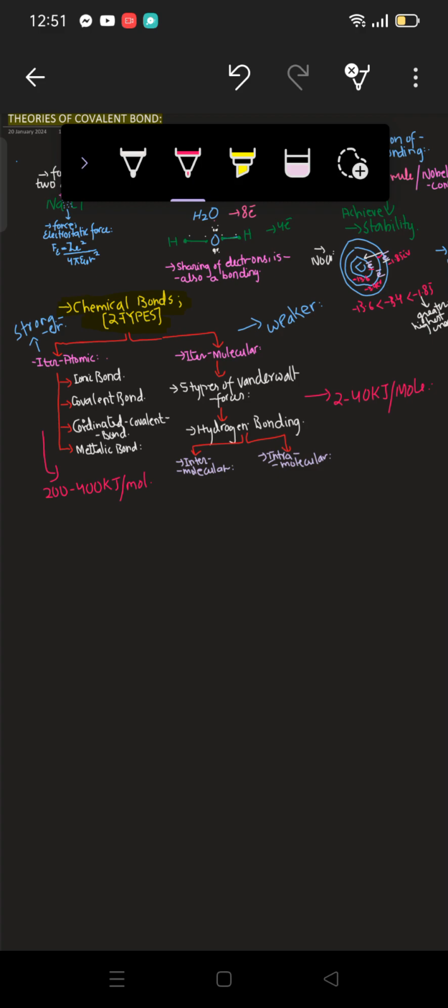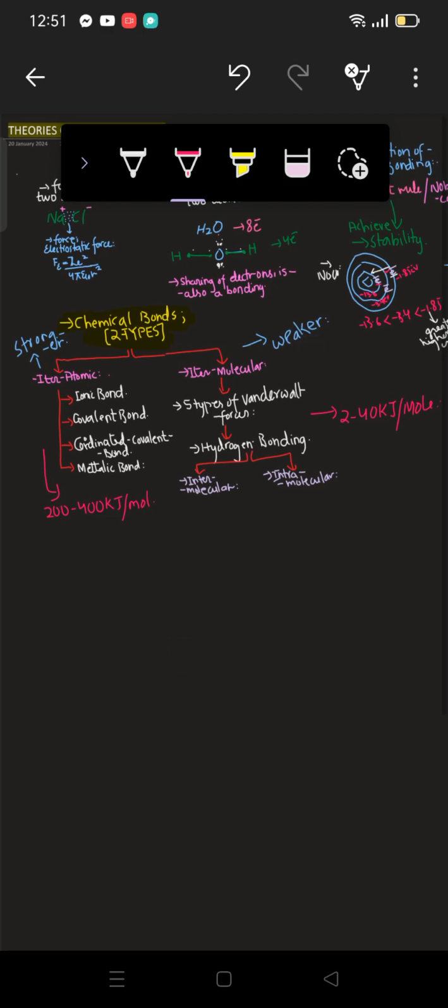Next comes the intermolecular, which includes 5 types of van der Waals forces. This we will study in great detail. Secondly, we will study hydrogen bonding, which is again of 2 types: intermolecular hydrogen bonding and intramolecular hydrogen bonding. Intermolecular forces are weaker than the interatomic, which are stronger, and they have energy from 2 to 40 kilojoule per mole.